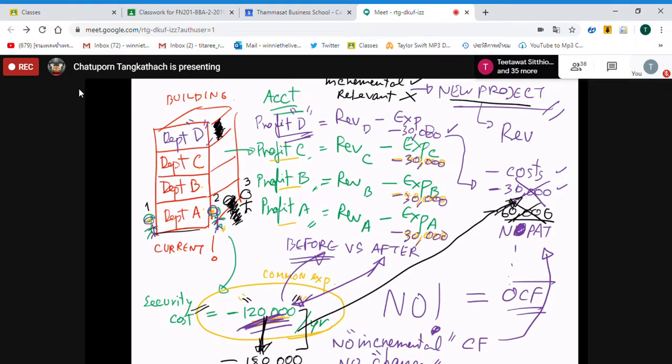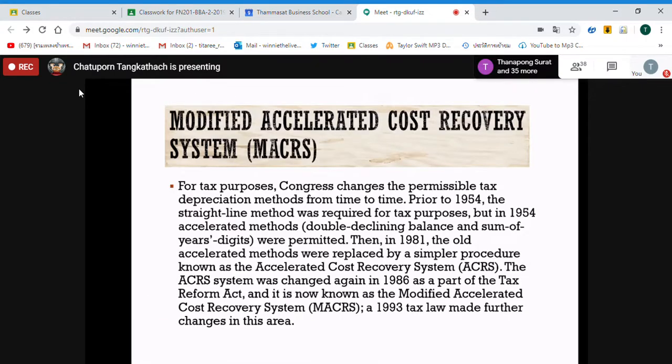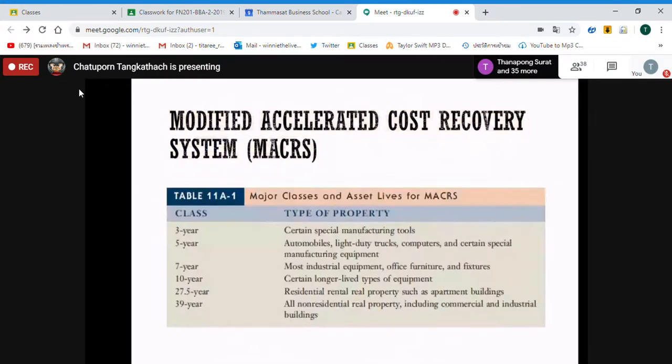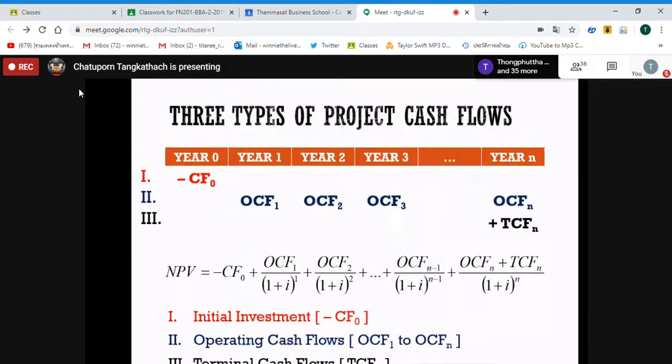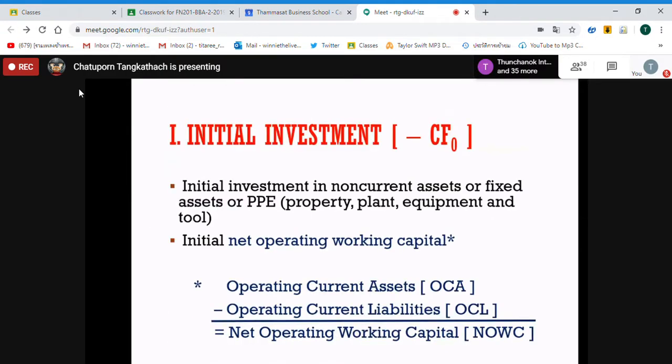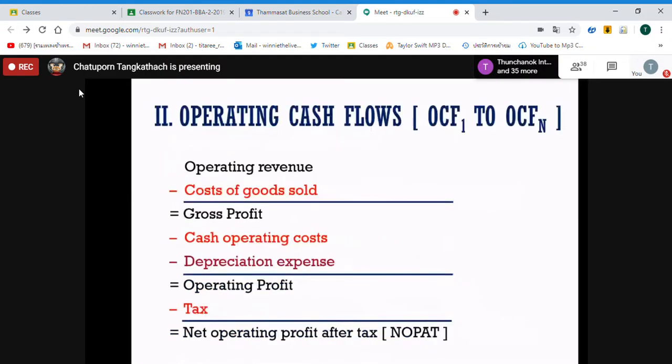Okay, so after this, I think we discussed already, right? MACRS, how to calculate depreciation. And we discussed how to calculate cash flows to compute NPV. We discussed initial investment. We discussed how to calculate operating cash flow. Okay, now let me repeat this process.